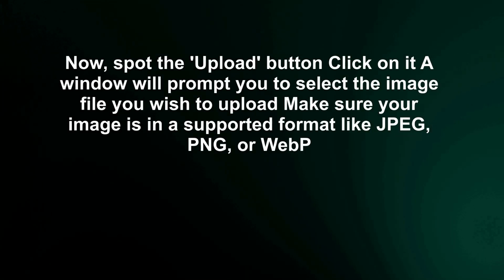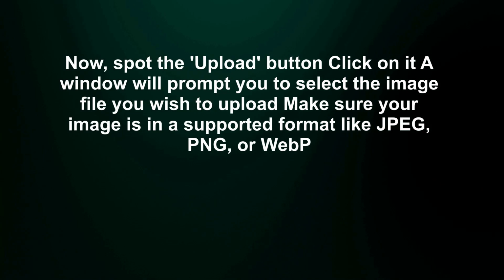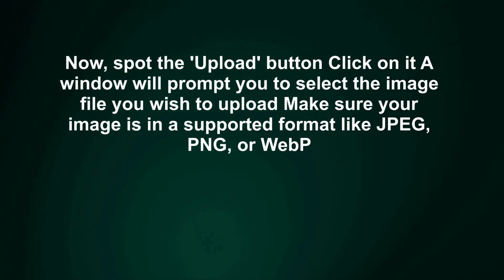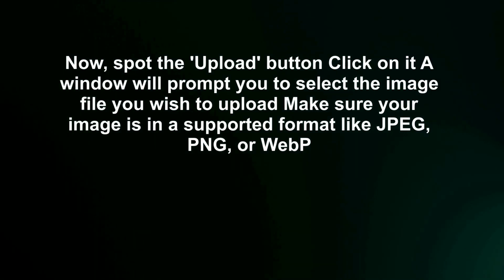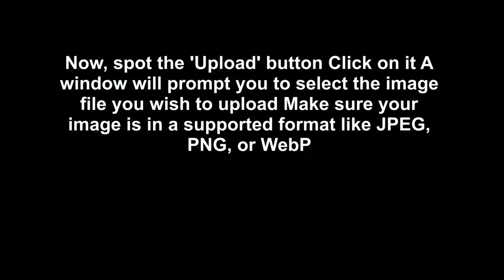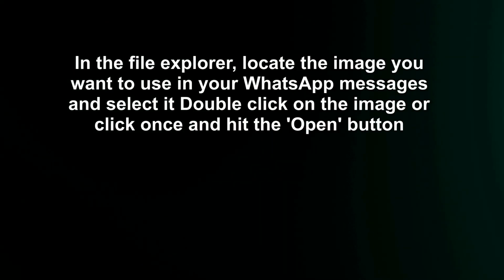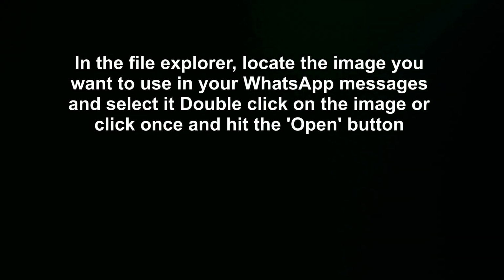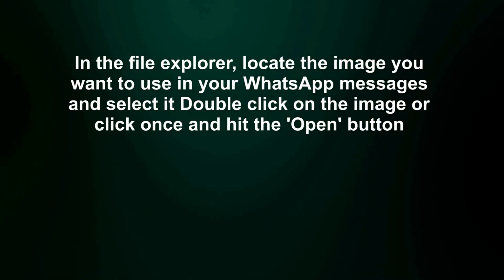Now, spot the Upload button, click on it. A window will prompt you to select the image file you wish to upload. Make sure your image is in a supported format like JPEG, PNG, or WEBP. In the File Explorer, locate the image you want to use in your WhatsApp messages and select it. Double-click on the image or click once and hit the Open button.